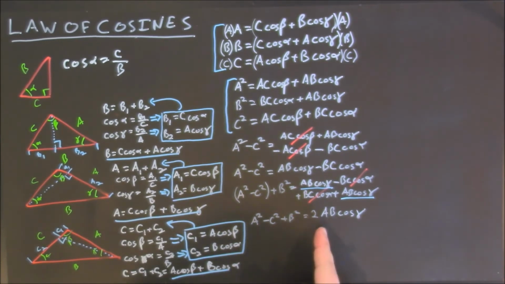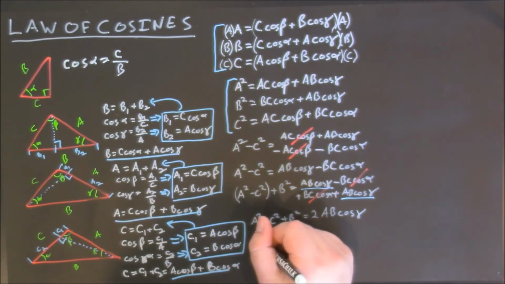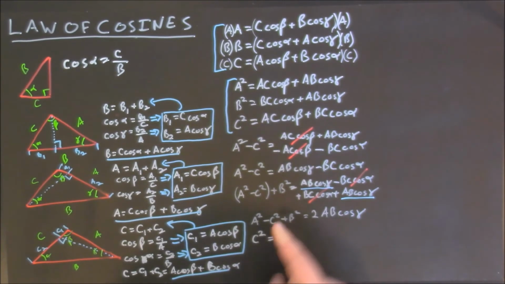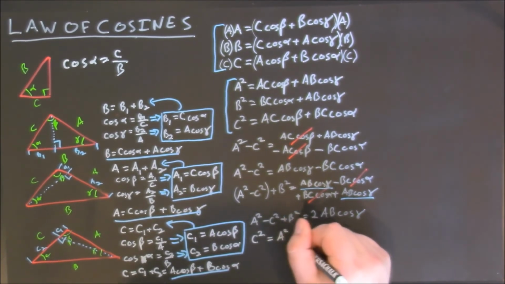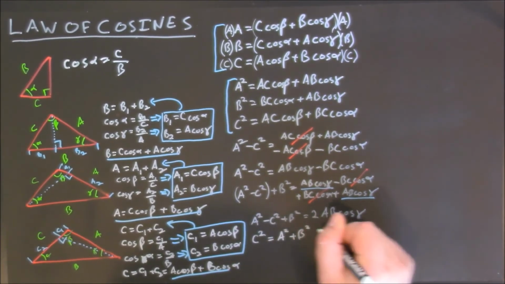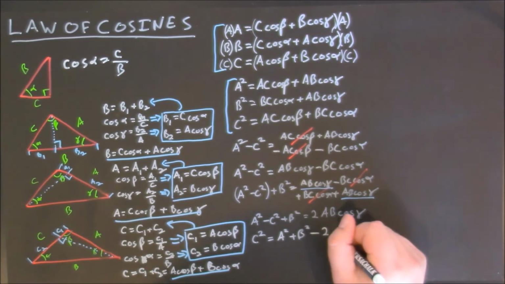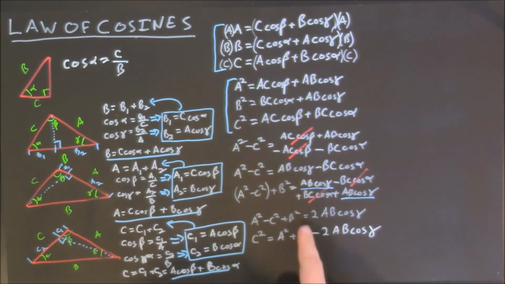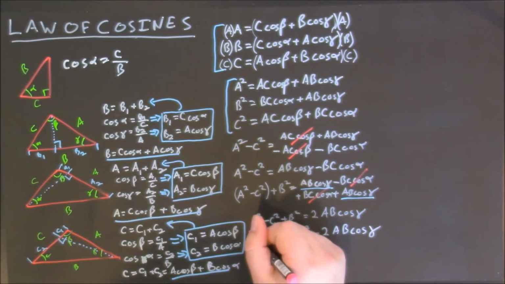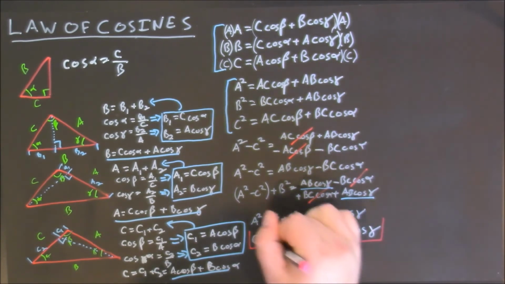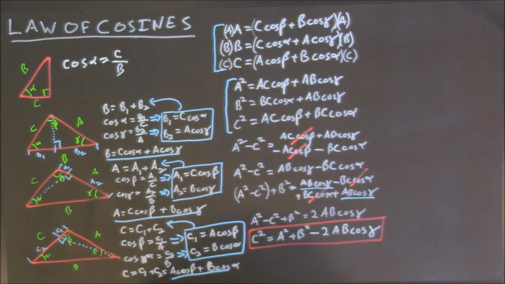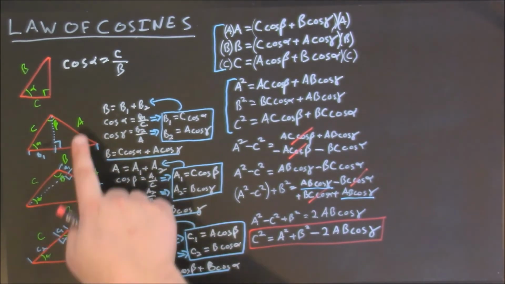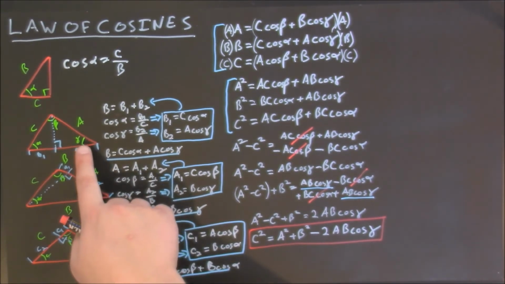Let's rearrange this so it's a little more useful. So we get that C squared is equal to A squared plus B squared minus 2AB cosine gamma. All we did was rearrange this equation before. And what are we left with? This is the law of cosines for side C, given sides A and B and the angle between them, gamma.